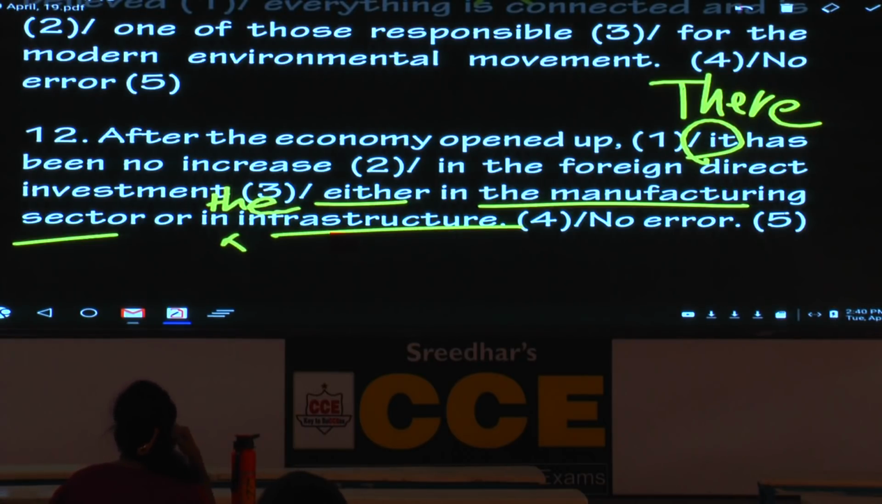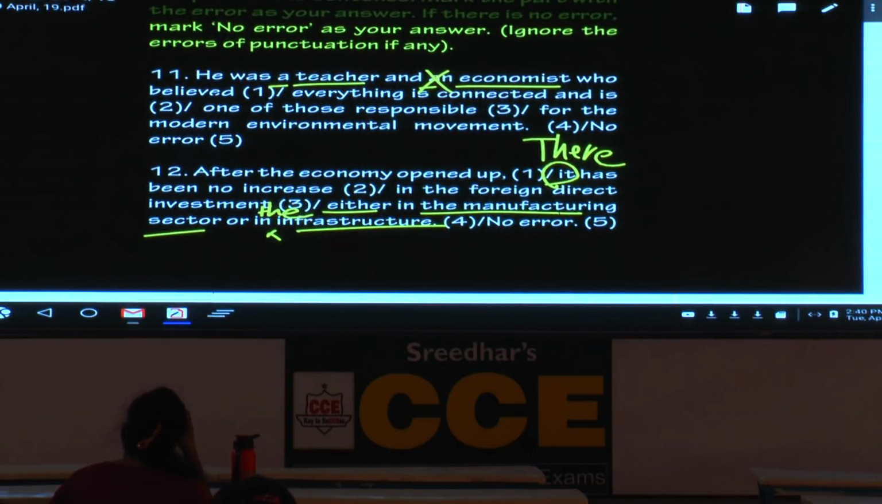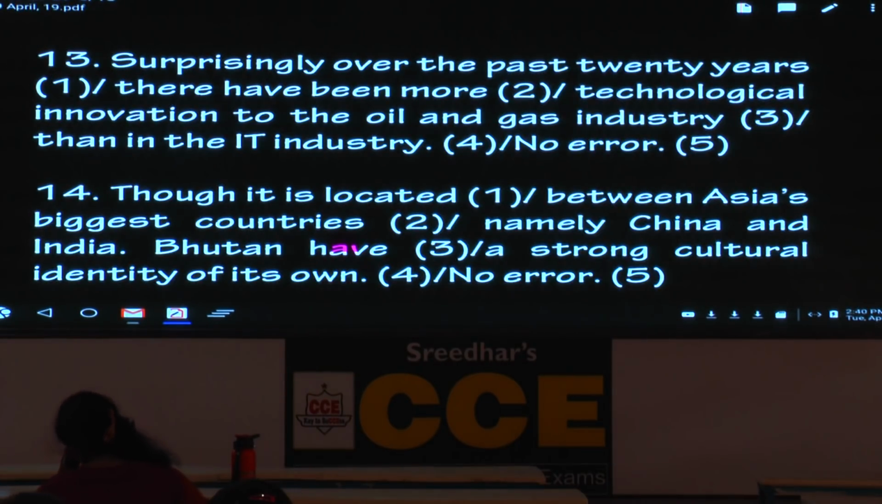Fine. Please make a note: parallel expression. Because there is only one error, in the 4th part. And what is it about? Parallel expression, or parallel construction.